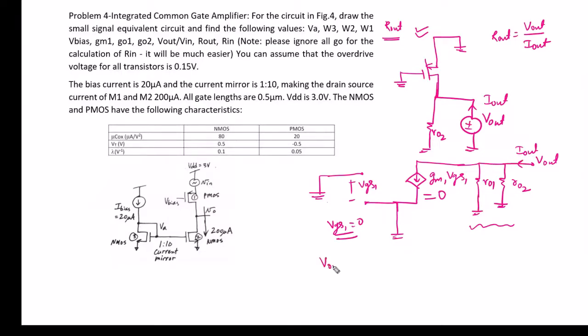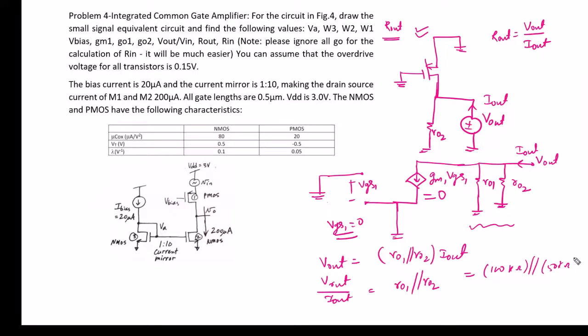So simply we can write V out as RO1 parallel RO2 multiplied by I out. So V out by I out will be equal to RO1 parallel RO2. RO1 is 100 kilo ohm and RO2 is 50 kilo ohm. So the parallel combination will be equal to around 33.33 kilo ohm. So this is the answer for R out.